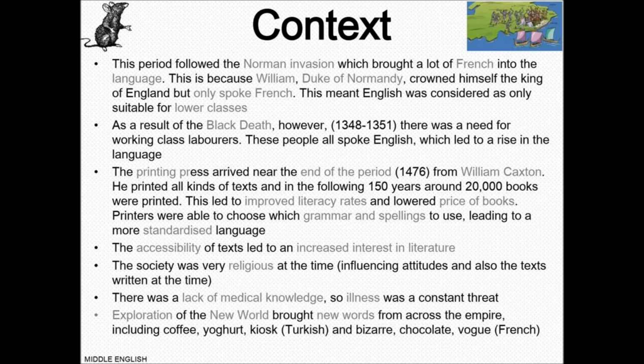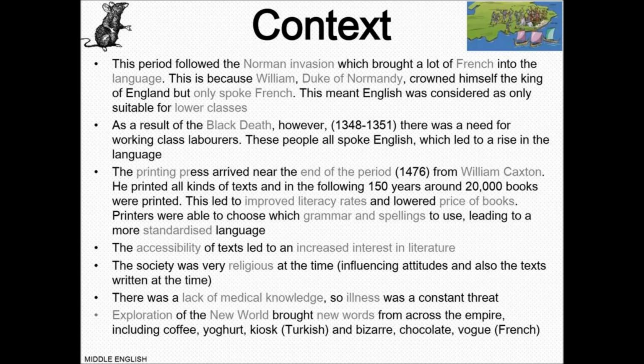He printed all kinds of texts in the following 150 years. Around 20,000 books were printed. And this led to improved literacy rates and lowered the price of books. Printers were able to choose which grammar and spellings to use, leading to a more standardized version of the English language. So the standardization of the English language began with the advent of the printing press around 1476. And the accessibility of texts led to an increased interest in literature.